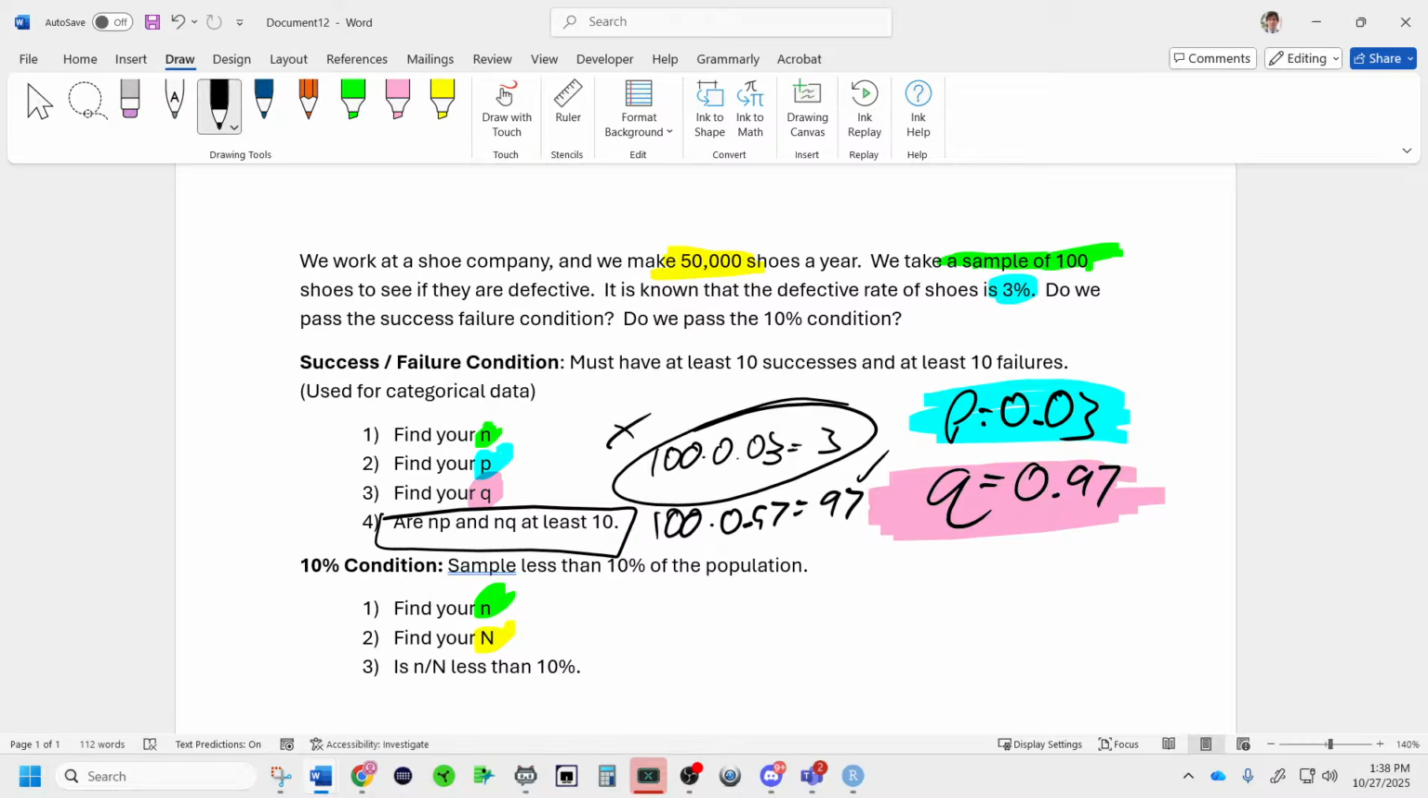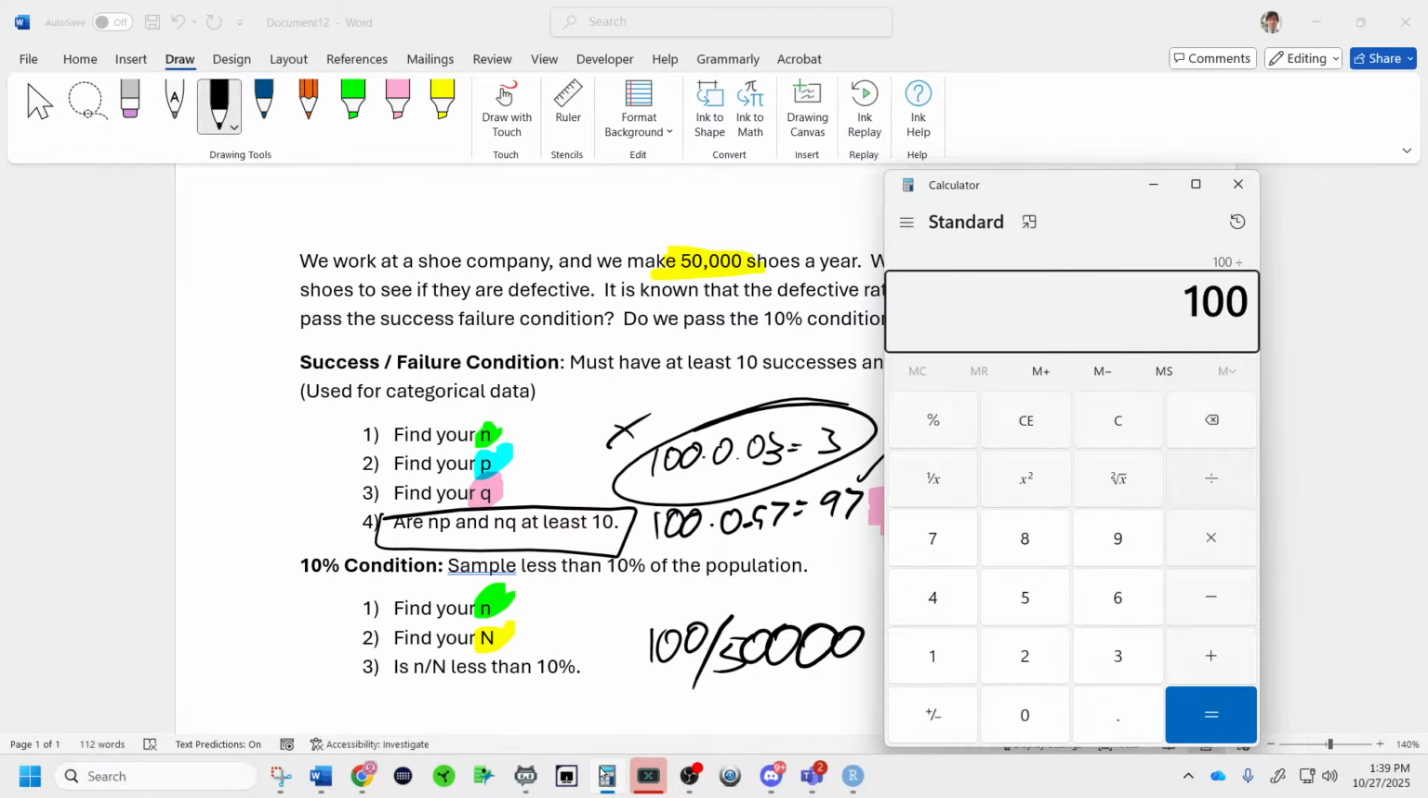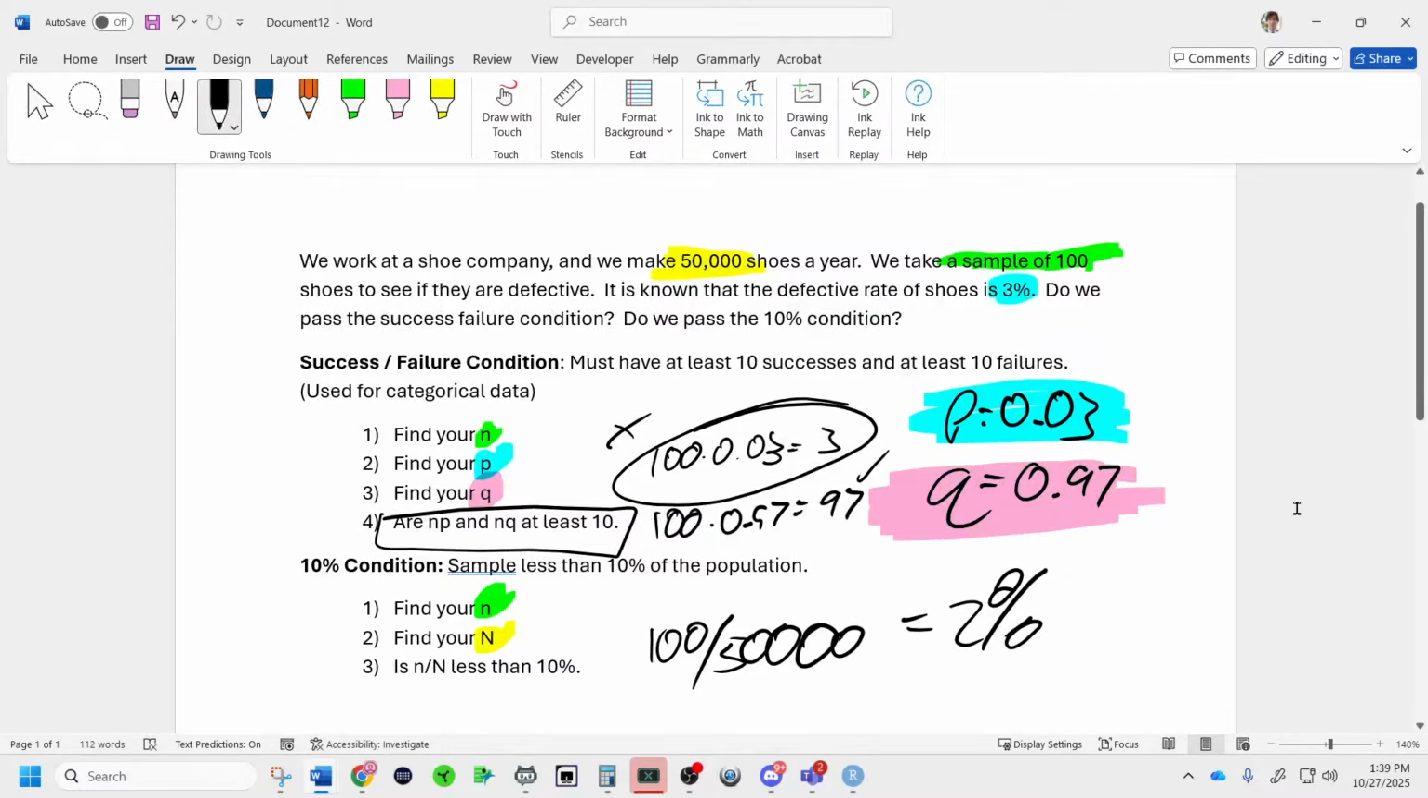And then for this one right here, we do 100 divided by 50,000, and that is going to equal, I think, 2%. Is that right? Oh, is it 0.2%? Check our numbers. 100 divided by 50,000, there it is, 0.2. Yep. So it's way less than 10%. That is 0.002, which is less than 10%. So we're actually good on this condition.